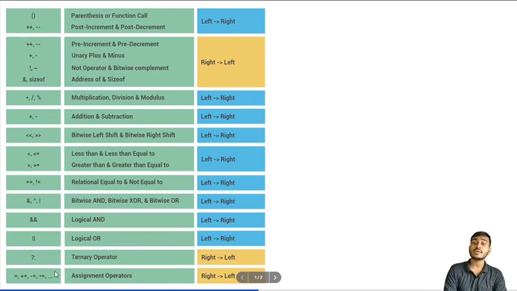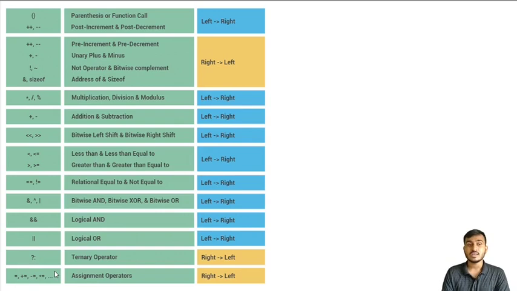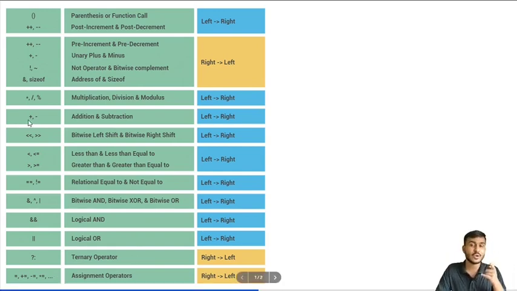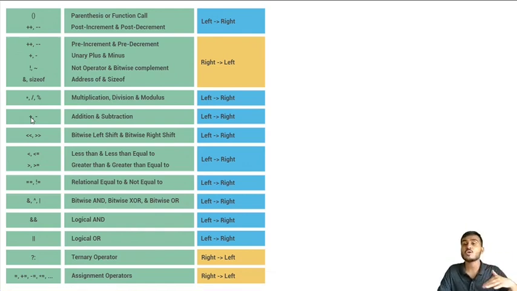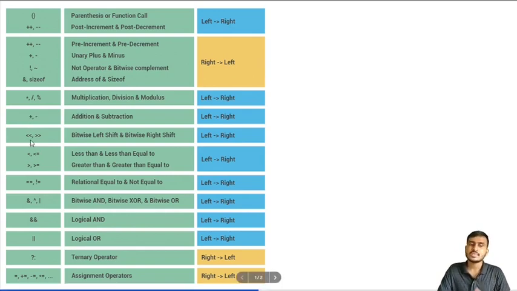So which operator has the least precedence? The assignment operator has the least precedence. Which operator has the highest precedence? Parentheses have the highest precedence. Let's say you have an expression with two operators, plus and multiplication. Which one has higher precedence? Multiplication, because it is one row above plus. Whatever is one row or more above another operator is going to have more precedence.